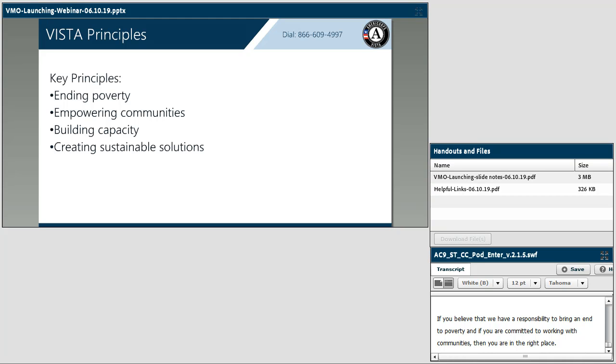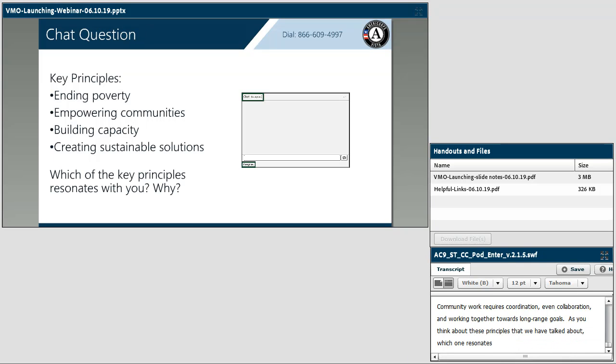So we'd like you to reflect for a moment on the key principles of the VISTA program. These 4 principles guide community development for us. Community work requires coordination, even collaboration, and working together towards long-range goals. As you think about these principles that we've talked about, which one resonates the most with you? So we'll now invite you to use the chat panel to share which of the principles resonates with you, and in a few words, include why, right?